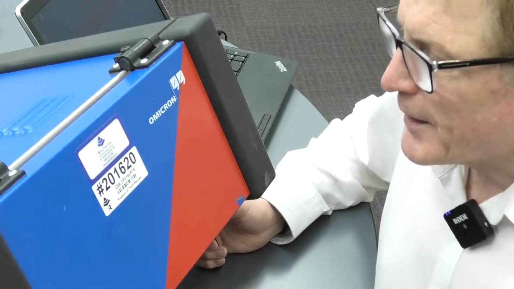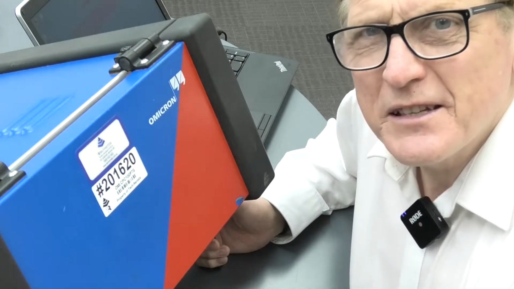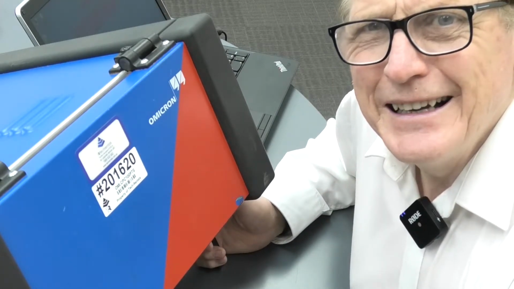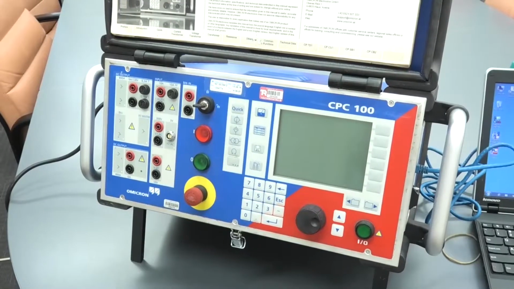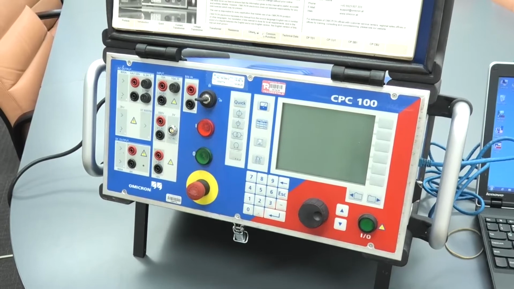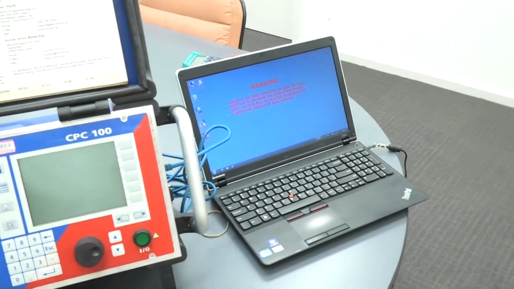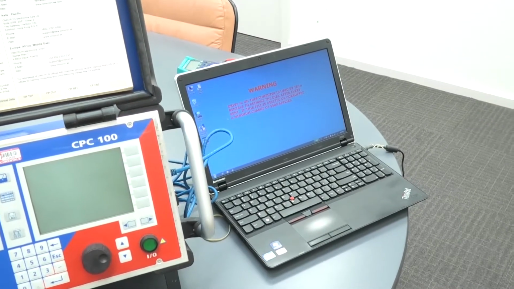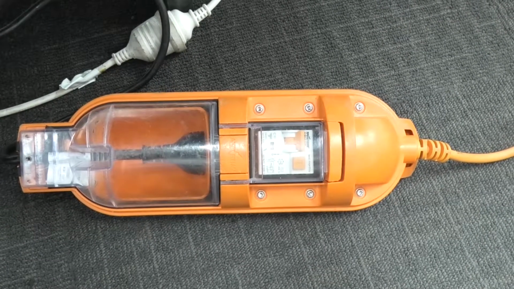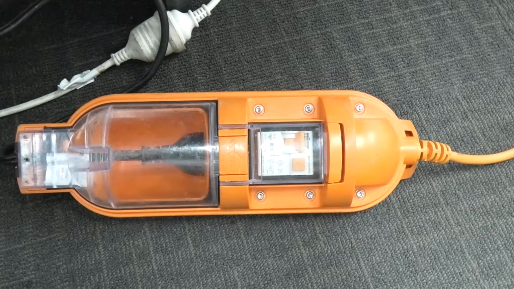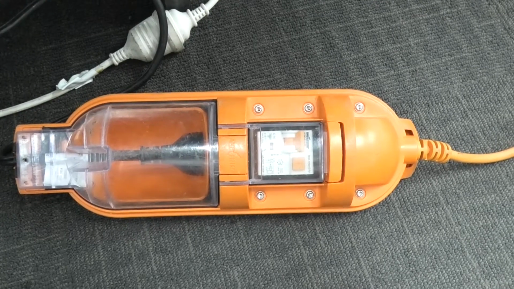Today we're just going to have a quick look at the Omicron CPC 100 primary relay test set. Very versatile piece of gear. Now we include in the kit CPC 100, of course, and a laptop loaded with the appropriate software. So we supply the appropriate adapter to plug the unit into a standard power point.